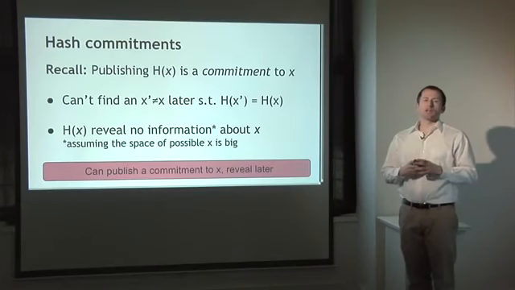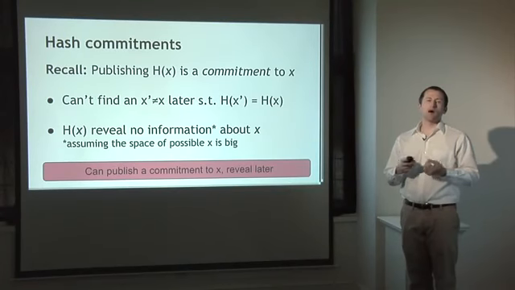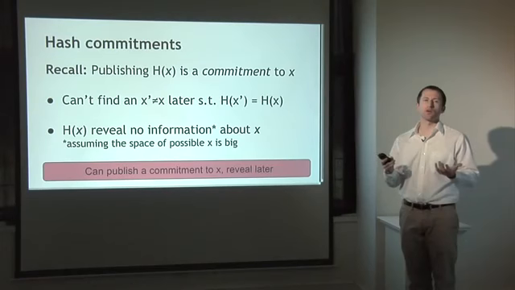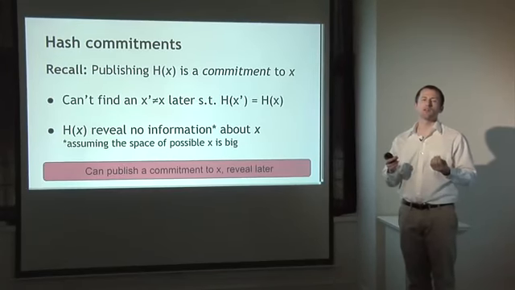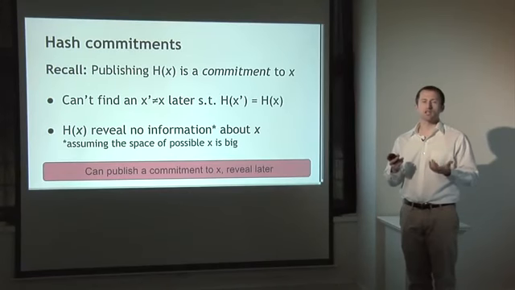Recall that we can use hash functions to commit to data. So instead of publishing the data x that we want to prove that we know, we publish the hash of x. The properties of the hash function guarantee that we can't later find some other value x prime that has the same hash value as x. If we did, that would be a break of the cryptographic properties of the hash function. We also have the nice property that the hash of x shouldn't reveal any information about x, with the caveat, of course, that that's only true if x comes from a large possible space. Otherwise, somebody who has x or somebody who has the hash of x can simply try different potential values for x, and see if any of them match.